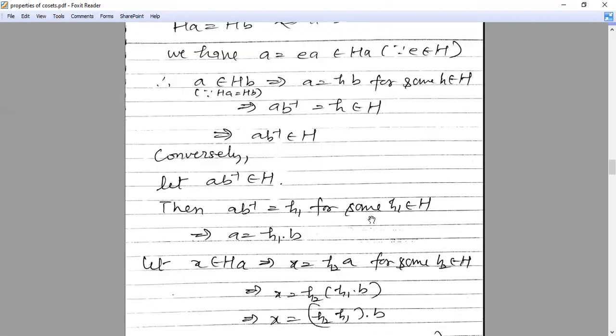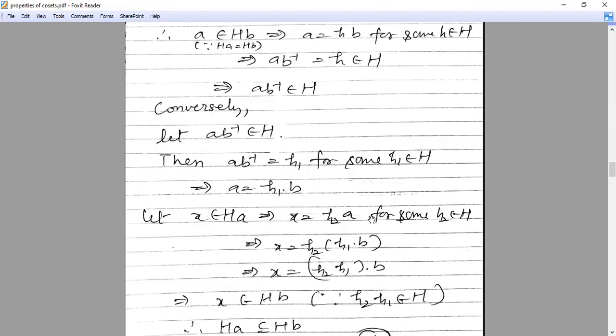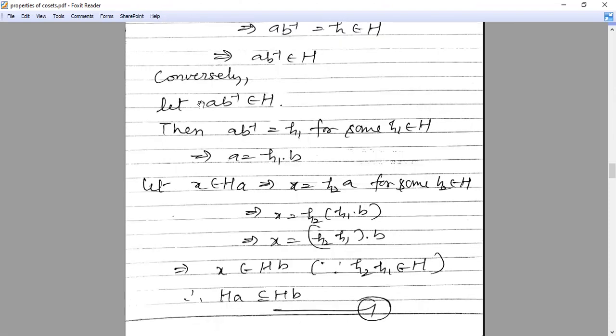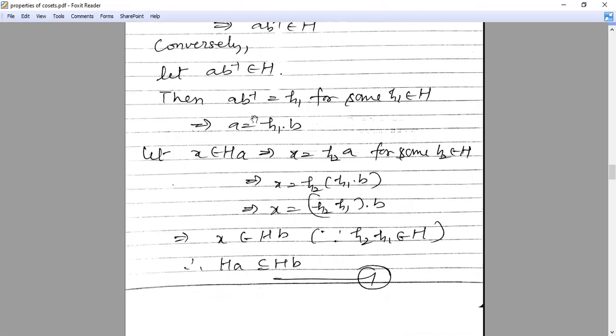Now conversely, suppose that a into b inverse belongs to capital H. Now we have to show that Ha is equal to Hb. So if a b inverse belongs to capital H, that means a b inverse can be written as h1 for some h1 belonging to capital H. So from here, a can be written as h1 into b, multiplying by b on both the sides. You will get this.